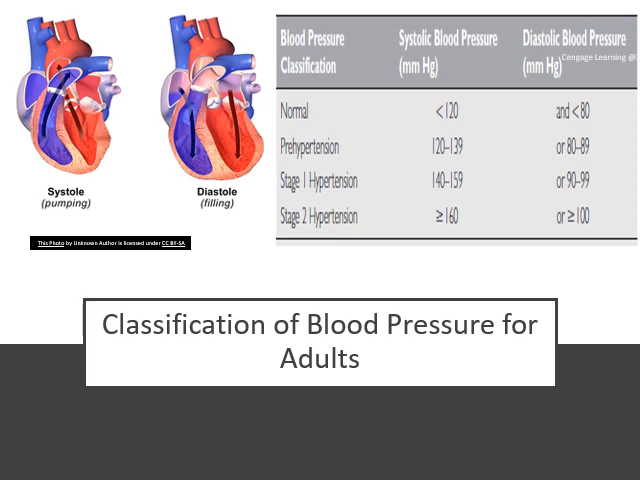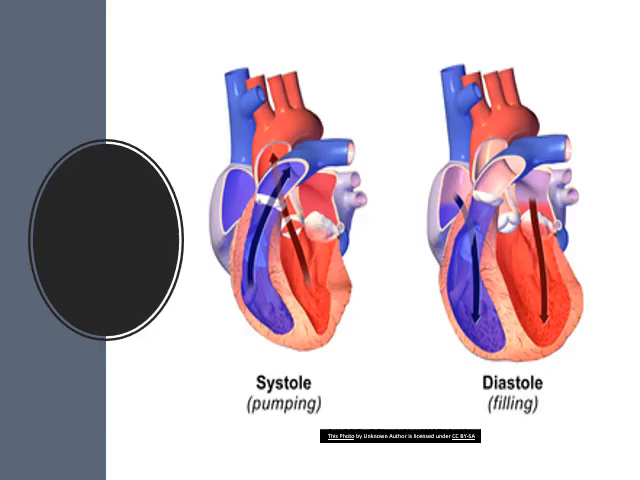Prehypertension is defined as a systolic pressure of 120 to 139 and a diastolic blood pressure of 80 to 89. Stage 1 hypertension is defined as a systolic blood pressure between 140 and 159 and a diastolic blood pressure of 90 to 99. The systolic blood pressure measures the pressure on the blood vessels when the heart is pumping, and the diastolic measures the amount of pressure on blood vessels when the heart is filling.